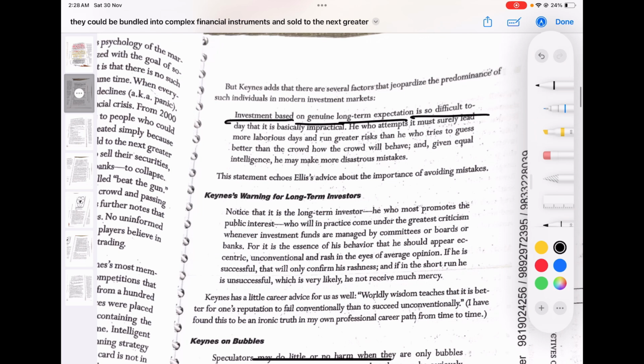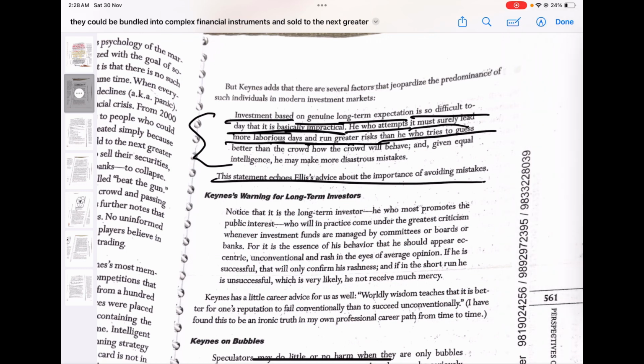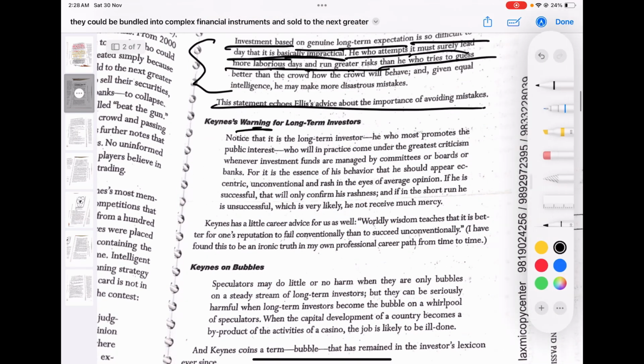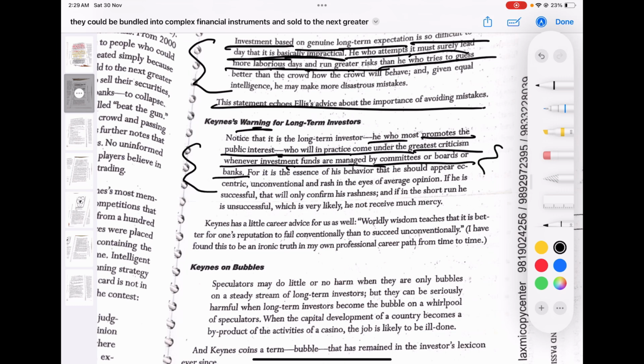Investment based on genuine long-term expectation is so difficult today that it is basically impractical. He who attempts it must surely lead more laborious days as compared to others. Okay. Now, there is also a warning which was given by Keynes to long-term investors. He who most promotes the public interest will in practice come under the greatest criticism wherever investment funds are managed by committees or boards or banks. So in this case you need to take some sort of risk management.